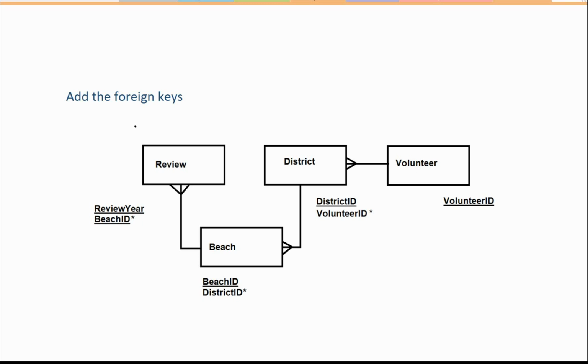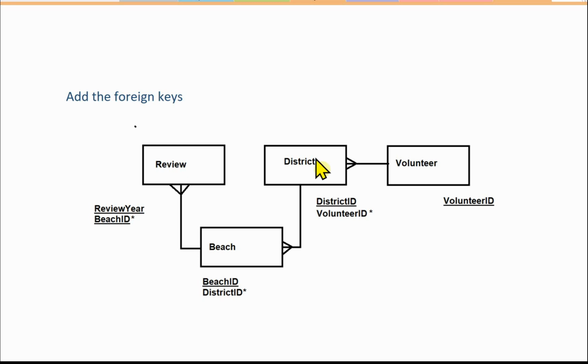We're then going to add the foreign keys, and it's quite easy to do this if you follow these steps. Go to the many side of the relationship. So here in district, here's the many side. What we need to do is get a copy of the primary key from the one side, that's volunteer, and put it in on the many side as a foreign key. So we take volunteer ID, we put it in district, the foreign key. You can see the asterisk behind indicating it's a foreign key.